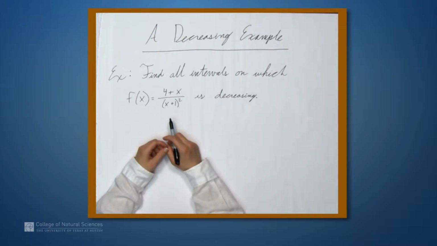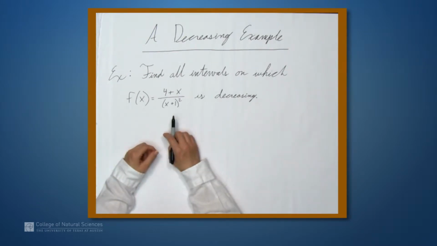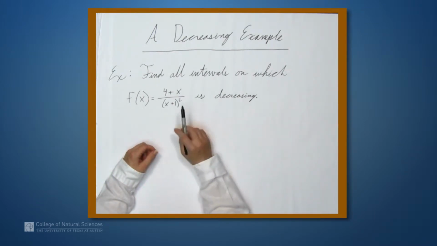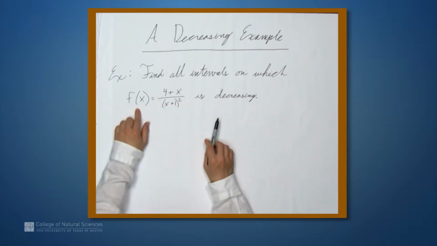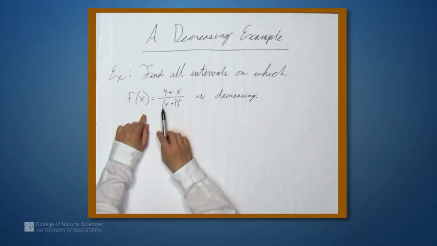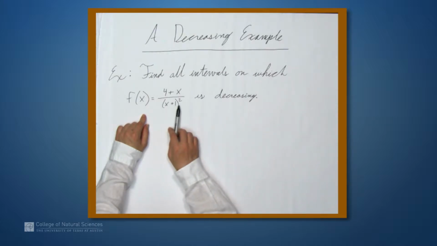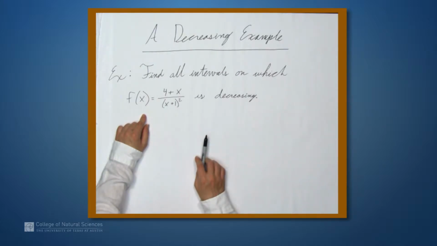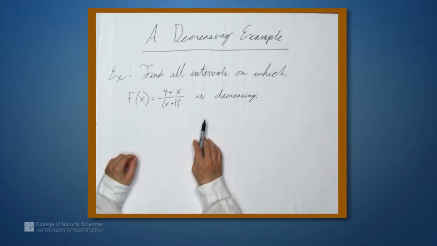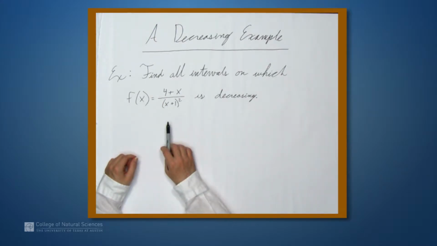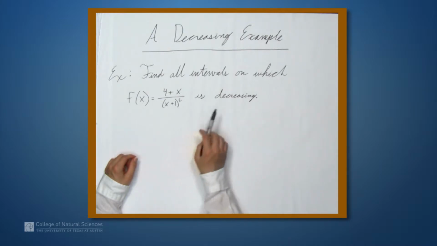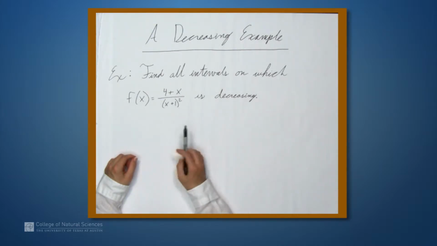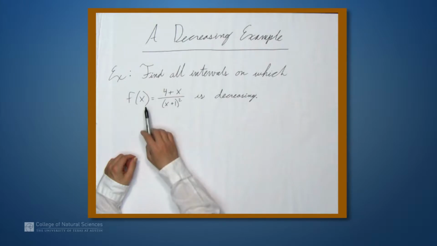So we're here at the example table, and in this video, we're going to be looking to find the intervals on which a function is decreasing. In particular, we're going to find all intervals on which f of x equals (4 plus x) over (x plus 1) squared is decreasing. Now, we have a theorem that says if the derivative of a function is negative on a particular interval, then that function is decreasing on that interval. So we're going to use that theorem in this example.